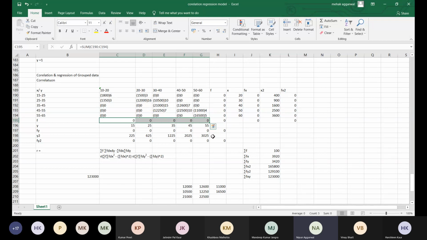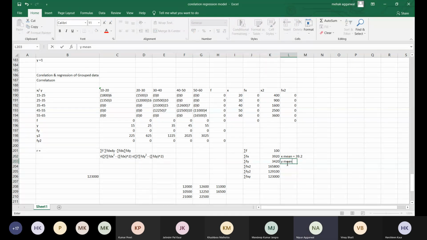summation f. So that is your x bar, and similarly summation of fy. So summation fx we have already calculated as 3920. You have to divide it by 100. So x bar, the x mean, is equal to 39.2, and y bar becomes 34.2.